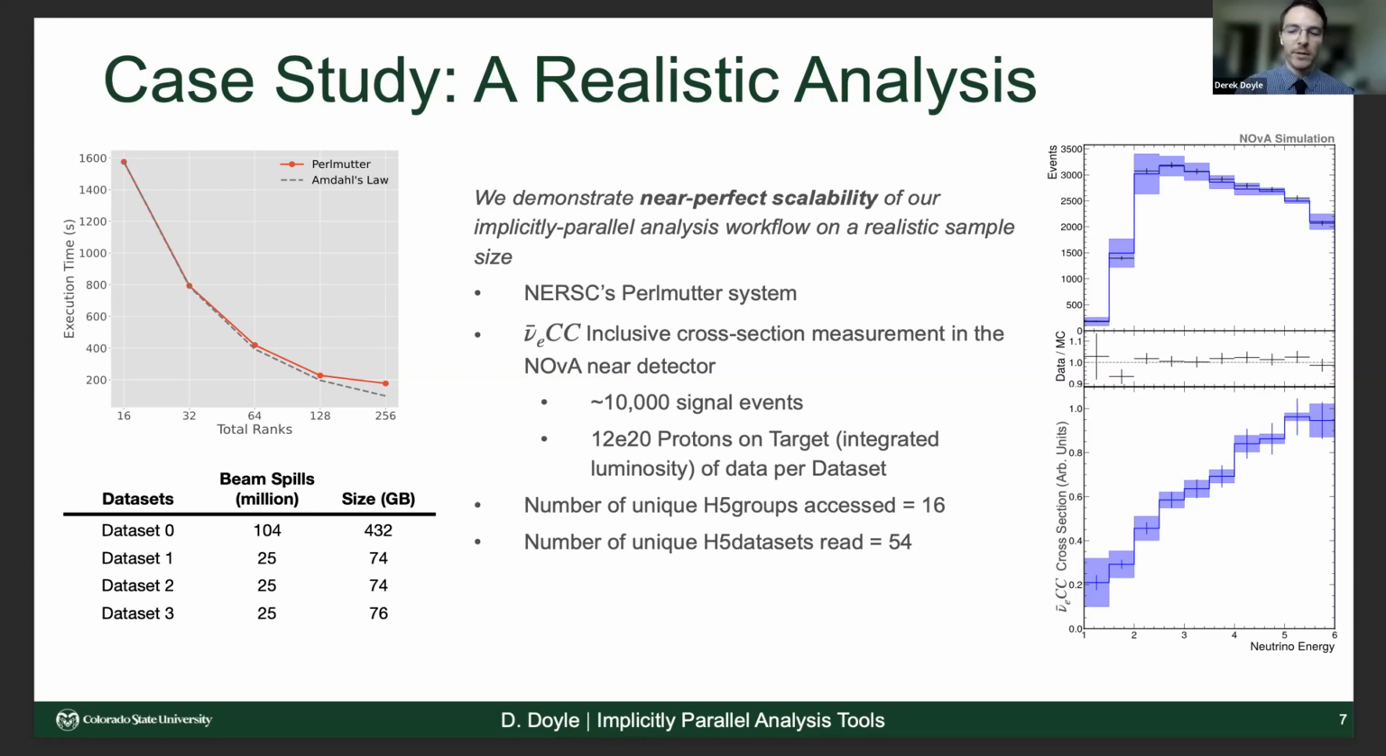And then finally, using NERSC's new Perlmutter system, we achieved near perfect scaling with a total processing time on the order of minutes, which really enables us to do real-time exploration of the data at this scale. So this example illustrates, again, an implicitly parallel Python analysis workflow in the context of neutrino experiments. But as I said earlier, these tools are well suited for any columnar data analysis.